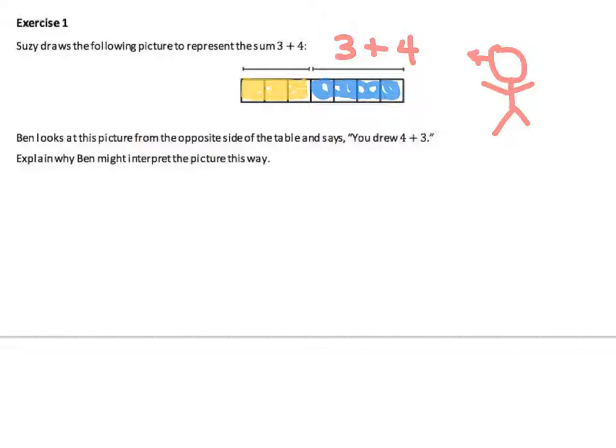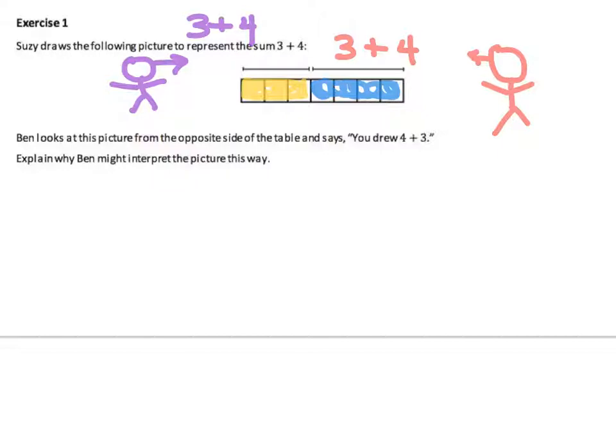Susie's going to be purple. Susie's hanging out over here. She's like, no, I don't know what you're talking about. I drew 3 plus 4. Explain why Ben might interpret the picture this way. I don't really have an explanation because Ben is just being difficult.